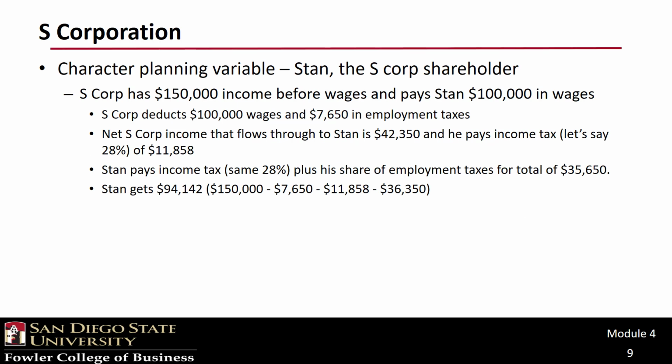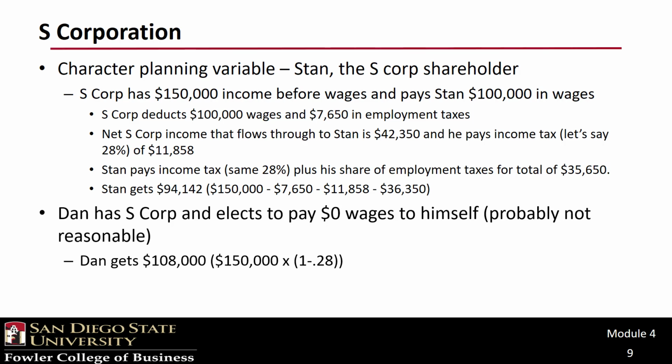Stan's S corp has $150,000 of income before paying him any wages. If the S Corp pays Stan wages of $100,000, then the S Corp deducts the wages and the related share of employment taxes. The remaining income of about $42,000 flows through to Stan, and he pays income tax at ordinary rates of about $12,000. When all is said and done, Stan gets about $94,000 of the $150,000. If, on the other hand, Dan has a similar S Corp with the same income but elects to pay no wages to himself, his after-tax take is $108,000, which differs from Stan by about $14,000.